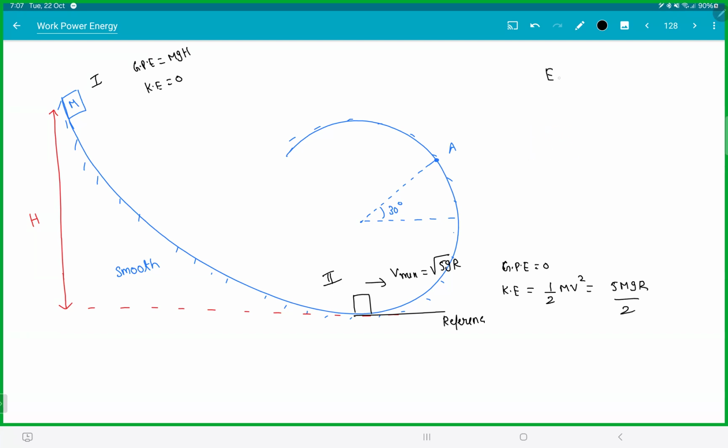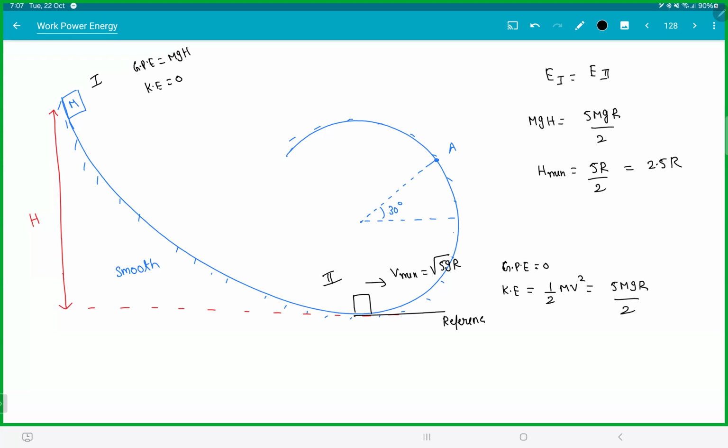Energy in state 1 is equal to energy in state 2. Energy is conserved. mgh is equal to 5mgr by 2. Therefore, the minimum height h minimum is 5r by 2. So that is 2.5r. So at least if you have this much height, you'll complete a circle.